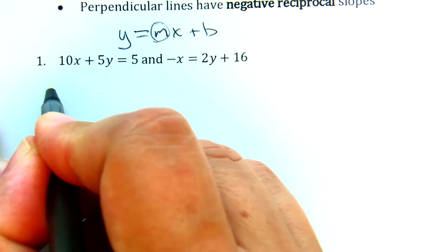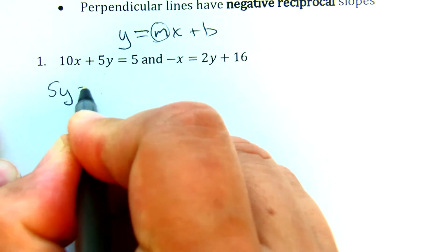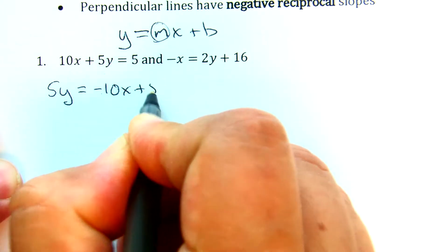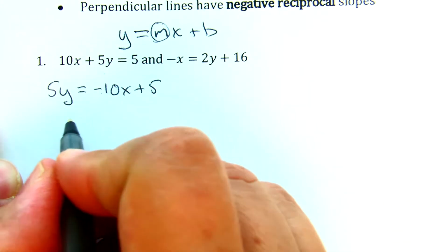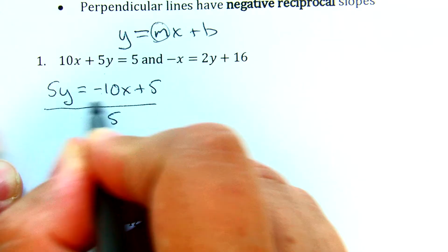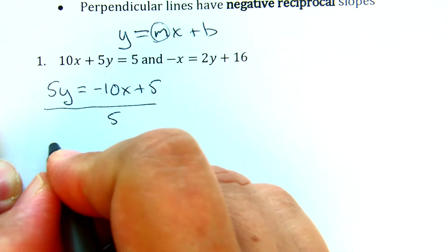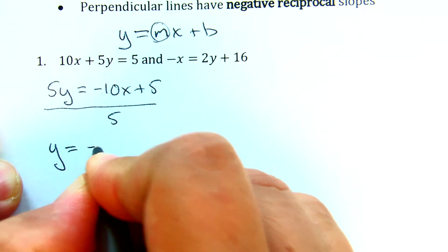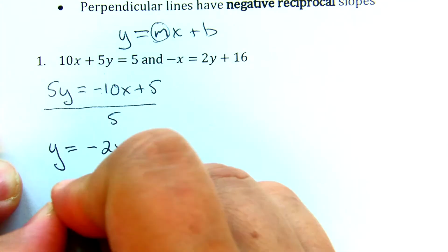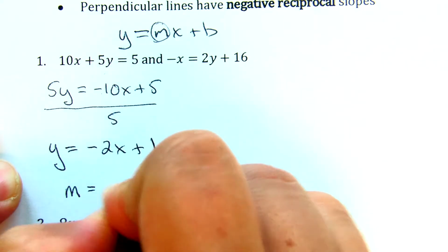We'll subtract 10x from both sides here, so we end up with 5y equals negative 10x plus 5. And then we'll divide everything by 5. That means we're dividing every term by 5, so we end up with y equals negative 2x plus 1. So our slope in this case is negative 2.